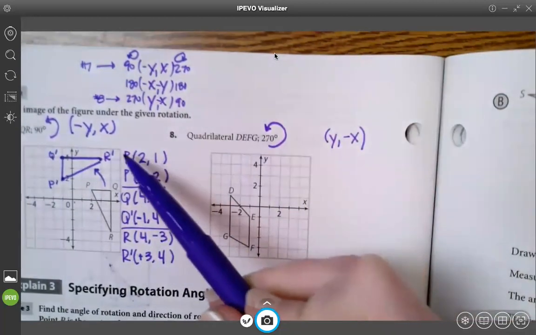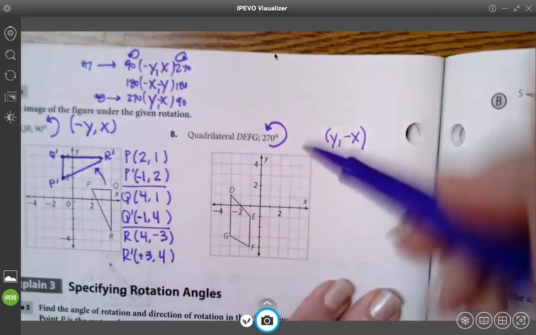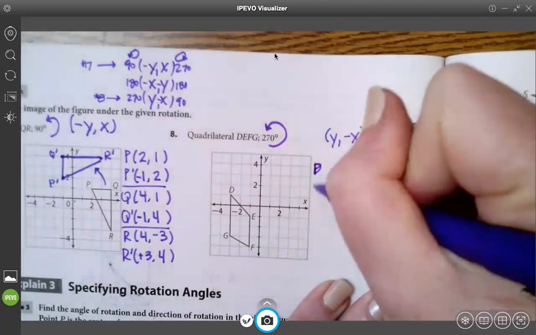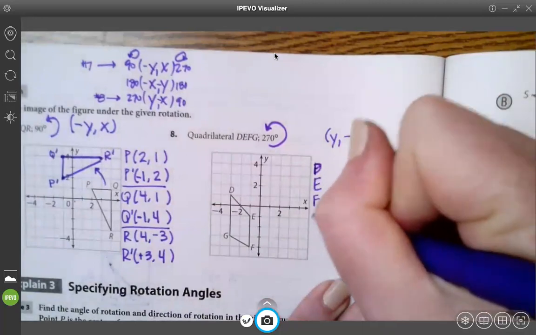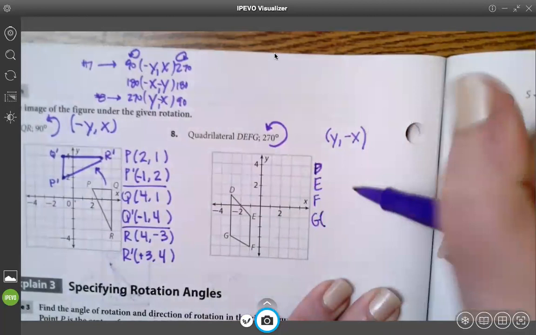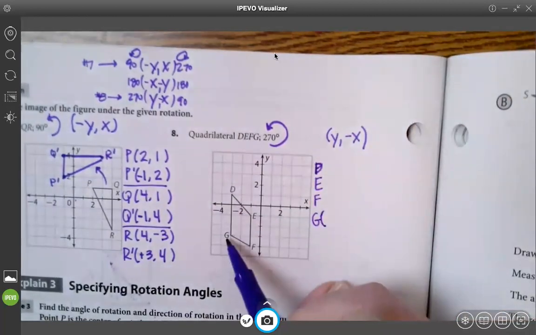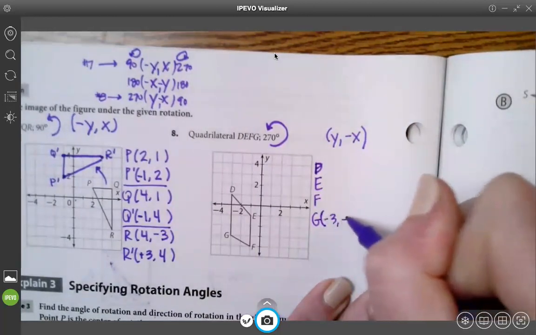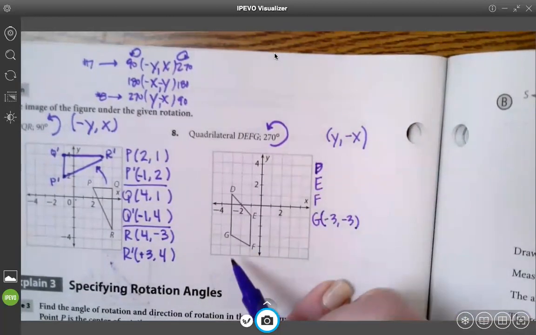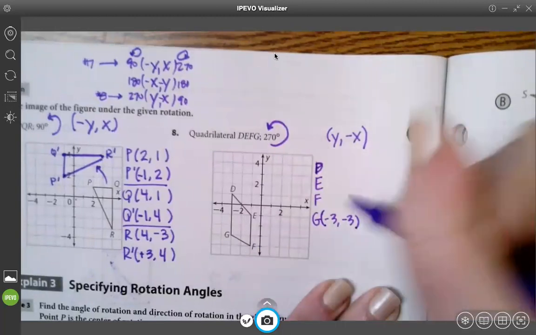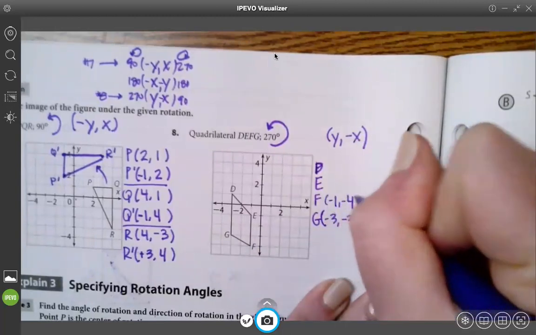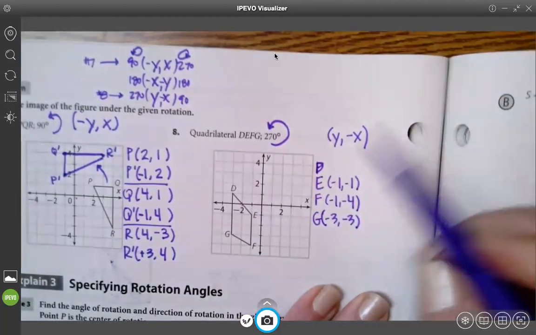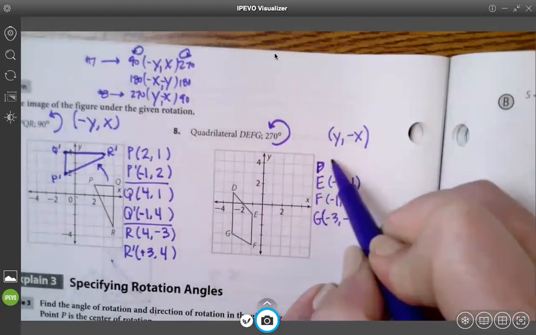I organized this one with the 2 P's together and 2 Q's together and the 2 R's together, just to show you that you can organize them any way. I'm going to put D, E, F, and G together in this list. G is at (-3, -3). F is at (-1, -4). E is at (-1, -1). And D is at (-3, 1).